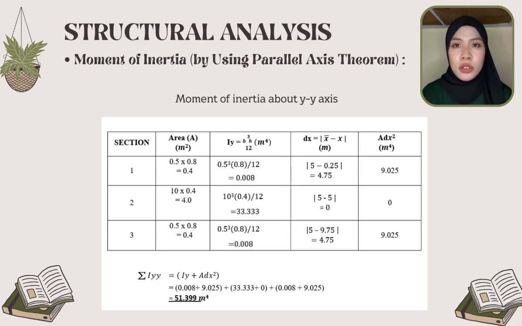This slide shows the calculation of the moment of inertia about the y-axis using the parallel axis theorem. The table breaks down the area, individual moments of inertia, Iy, and distance from the centroid dx for each section. By applying the theorem, we sum this value to get a total moment of inertia of 51.399 cubic meter. This value is crucial for determining the structure resistance to bending.